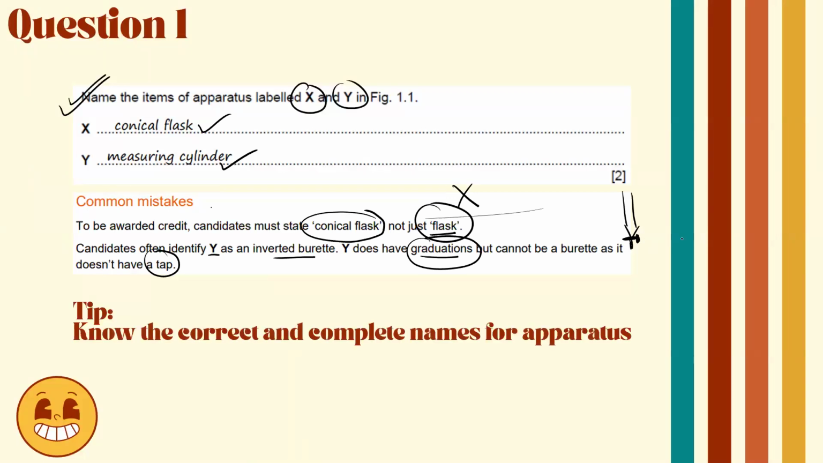So the tip is to know the correct and complete names for the apparatuses. You can see the list of all the apparatus in the IGCSE syllabus and in your books also. So please learn their names and identify the apparatuses.